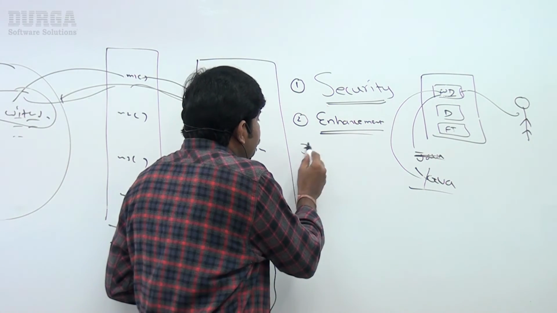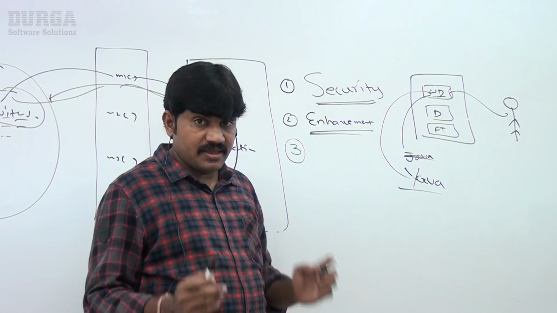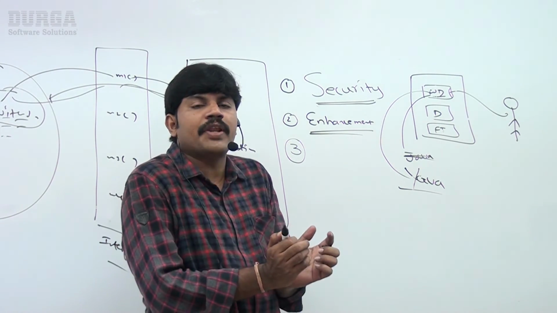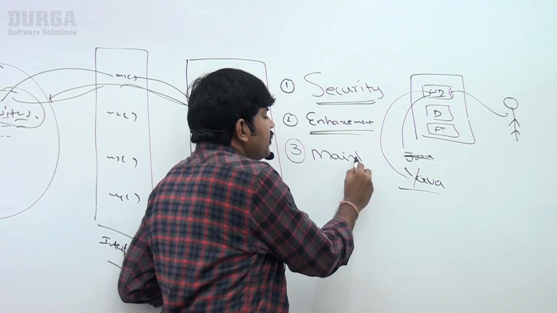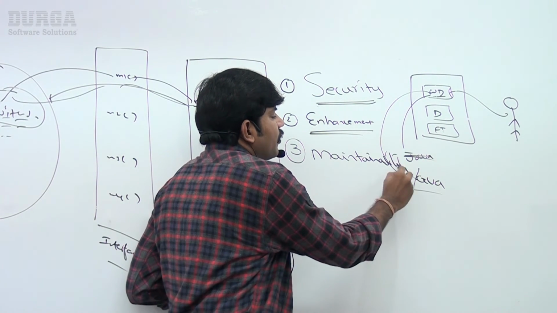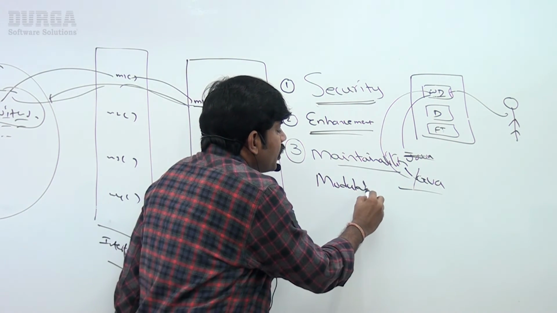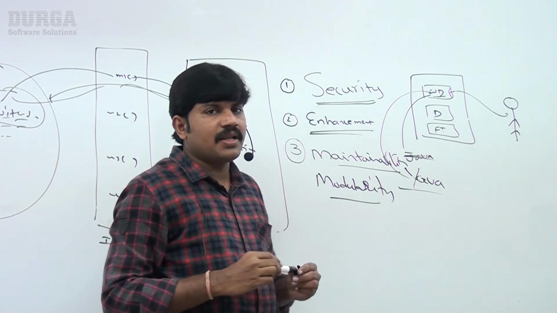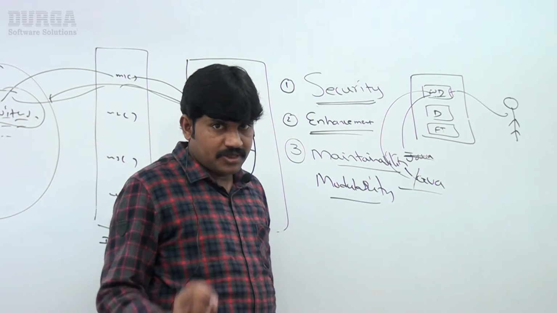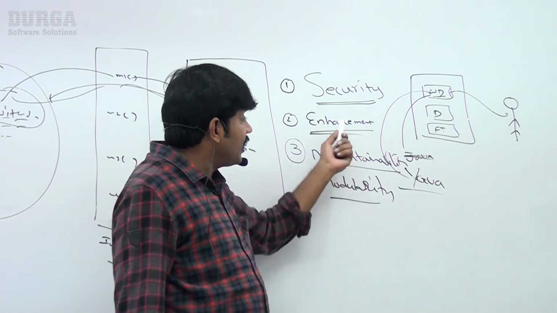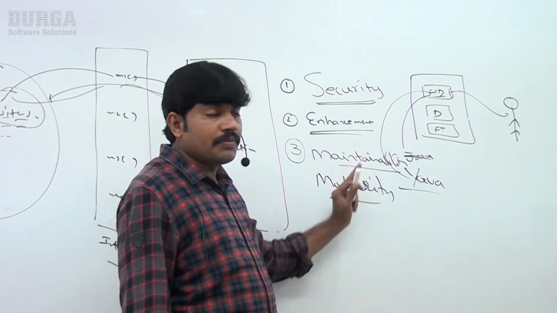Now the third point, take very special care. If you are not going to highlight your internal implementation to the outside person, the maintainability of the application is going to be improved. The modularity of the application is going to be improved, sir. So while developing the code, we should be aware of abstraction. Security is one advantage, enhancement is another advantage, and maintainability and modularity of the application are going to be improved. That's all.